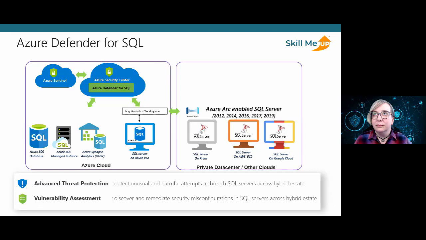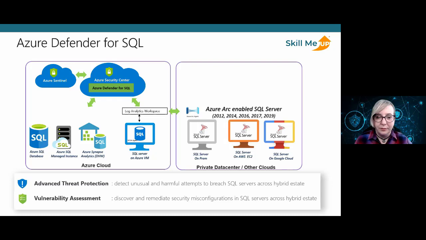One of the big things is these vulnerability assessments that Shannon was talking about for virtual machines. The vulnerability assessments actually were available first within Azure Defender for SQL, and they've rolled that out to virtual machines as well, where we can now discover and remediate all of these potential misconfigurations, and find controls that you need to put in place within your environment to protect your databases.